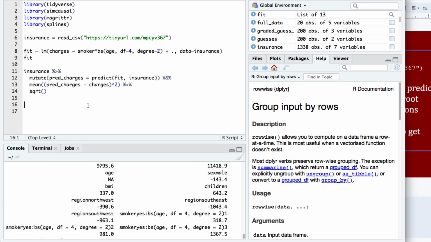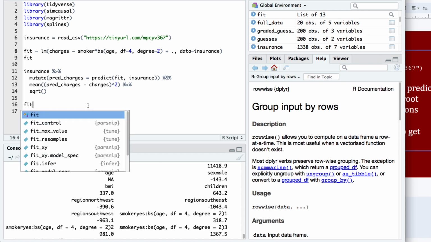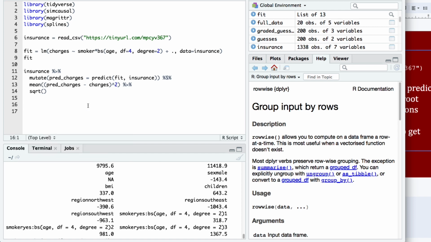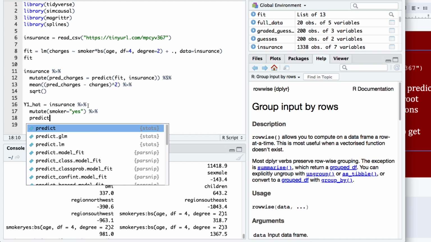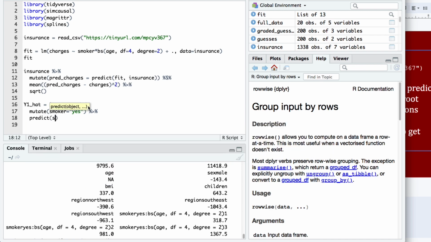If we have the proper assumptions, again, here maybe we don't, but if we did, we would still just be doing something like this. We would be doing insurance, and then we mutate. So let's say, what's the effect of smoking on charges. So we would just get the predictions, assuming everyone's a smoker.